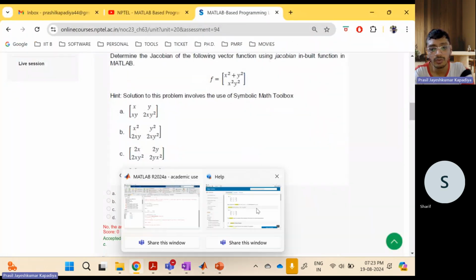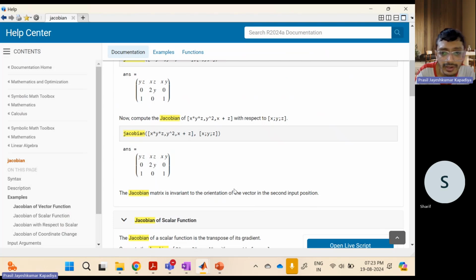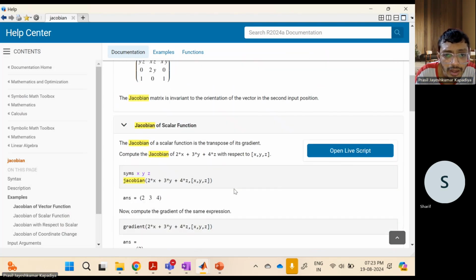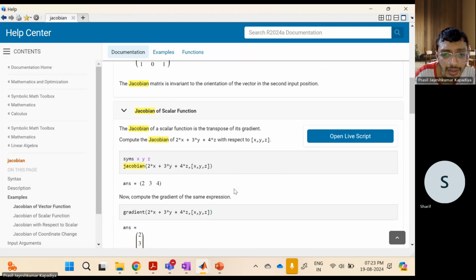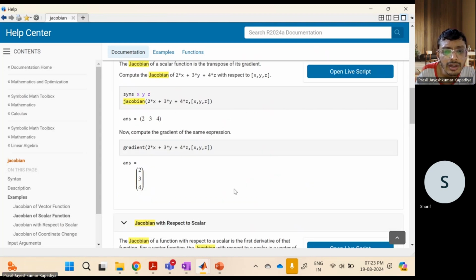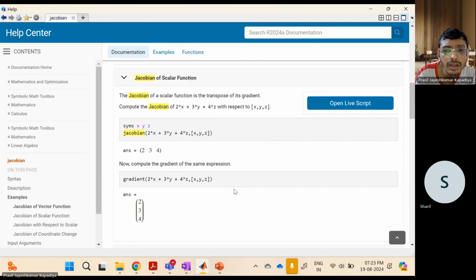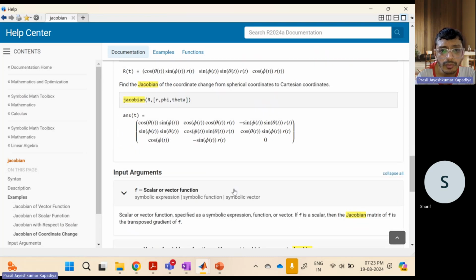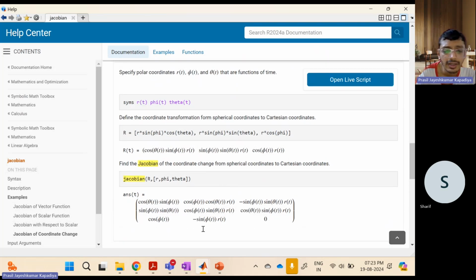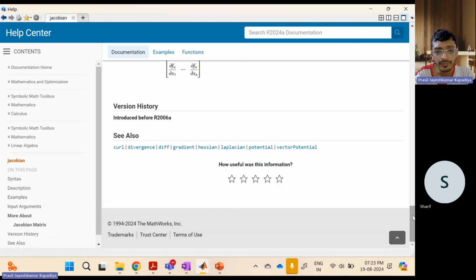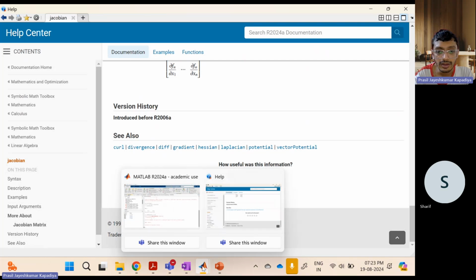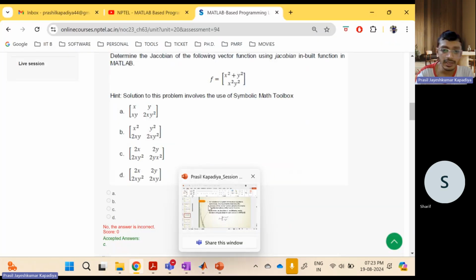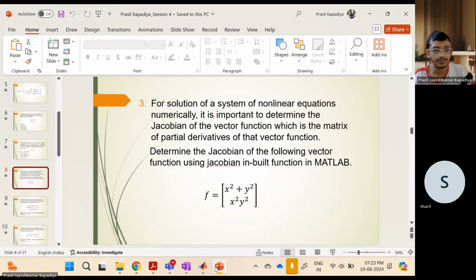Where did that help manual go? Okay, so this is simply how we can find Jacobian. Yeah. So this is how we can calculate Jacobian of a function. So see these complex equations. These also you can directly find the Jacobian of, using the Jacobian command. Okay.